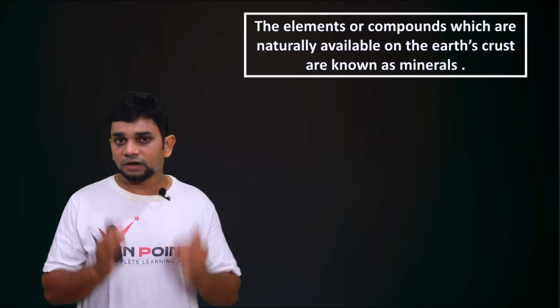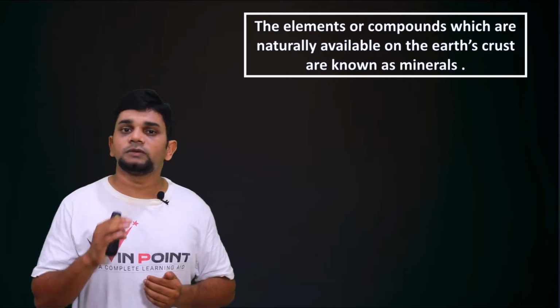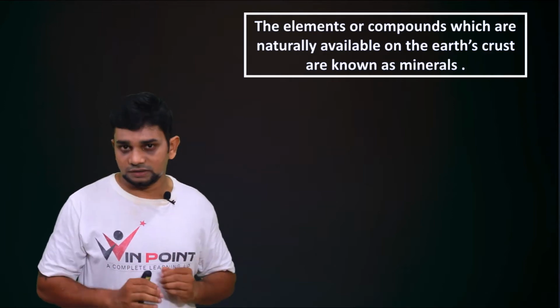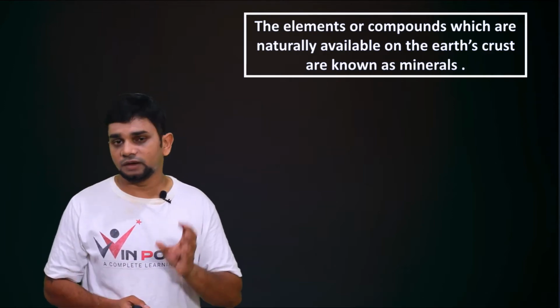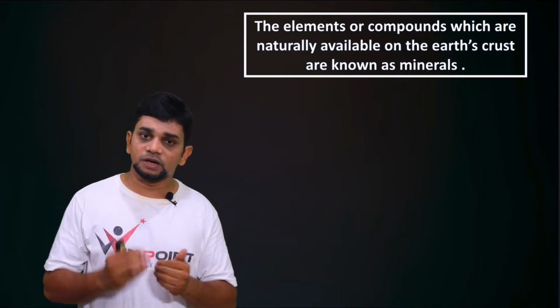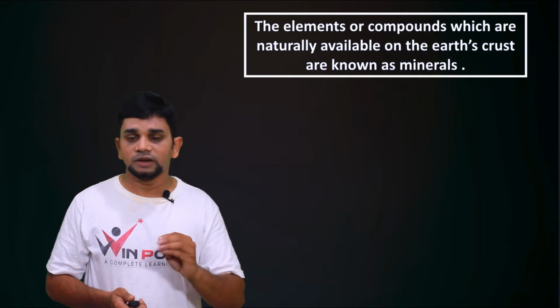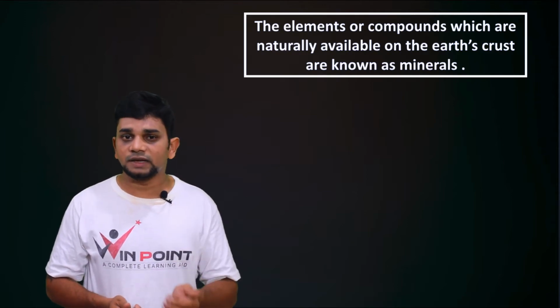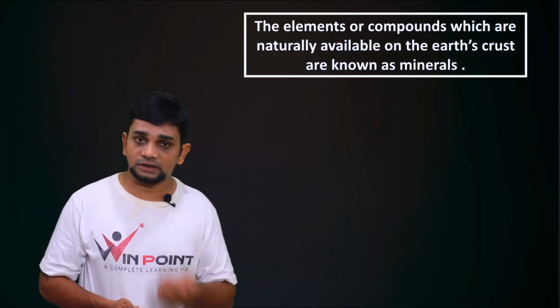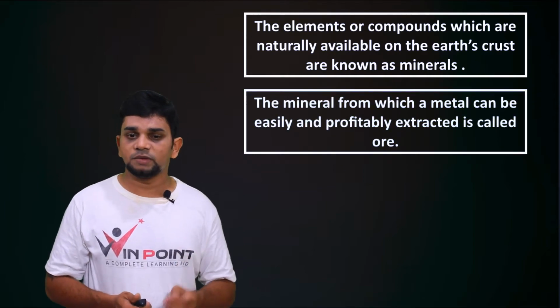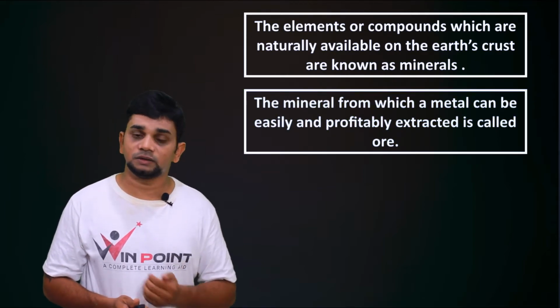So ore, the mineral is the compound of metal found on the earth crust or ocean. These are minerals. If the separation of metal from a mineral is very easy and profitable, that will be ore. So we can define ore. It is a mineral from which metals can easily and profitably be extracted. The mineral from which a metal can be easily and profitably extracted is called ore.